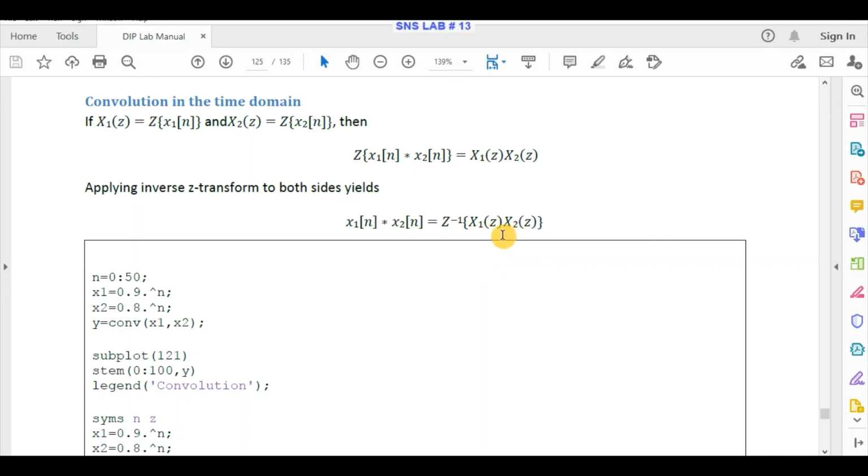So to prove this property, first of all we need to define signals x1 and x2. We will convolve those two signals. After performing convolution, we will find the z transform of the resultant value, which should be equal to the multiplication of both the signals' z transforms.